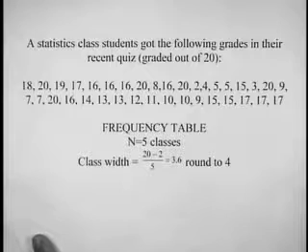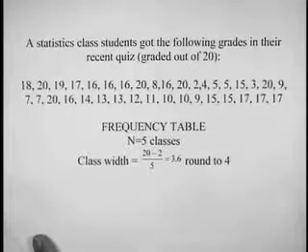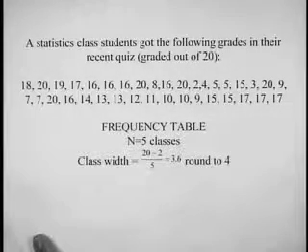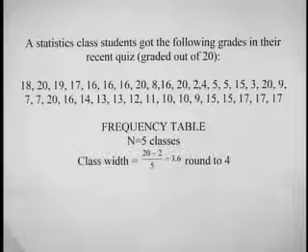Let's assume we have a classroom with 36 students, and they took a quiz and got these grades out of 20. This is what I call a data dump. What I need to do is generate a frequency table using the data, and then take that frequency table and generate a histogram.